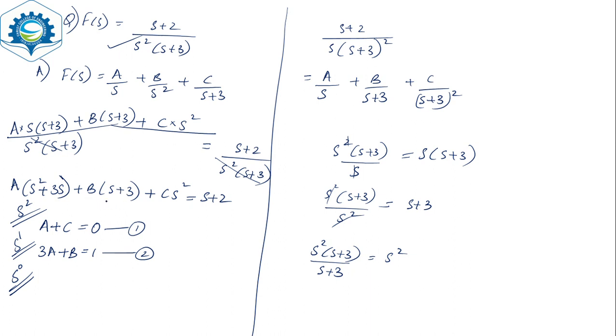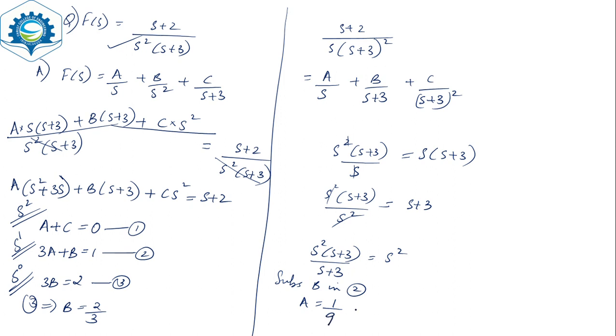That means s raised to 0, the coefficient of s raised to 0 is 3b. That should be equal to, there are no coefficients over here, there is a 2 over here, is equal to 2. So from the third equation you are going to get the value of b, that is 2 by 3. And if you substitute b in equation 2, you will be getting the value of a. On solving you will get the value of a as 1 by 9.